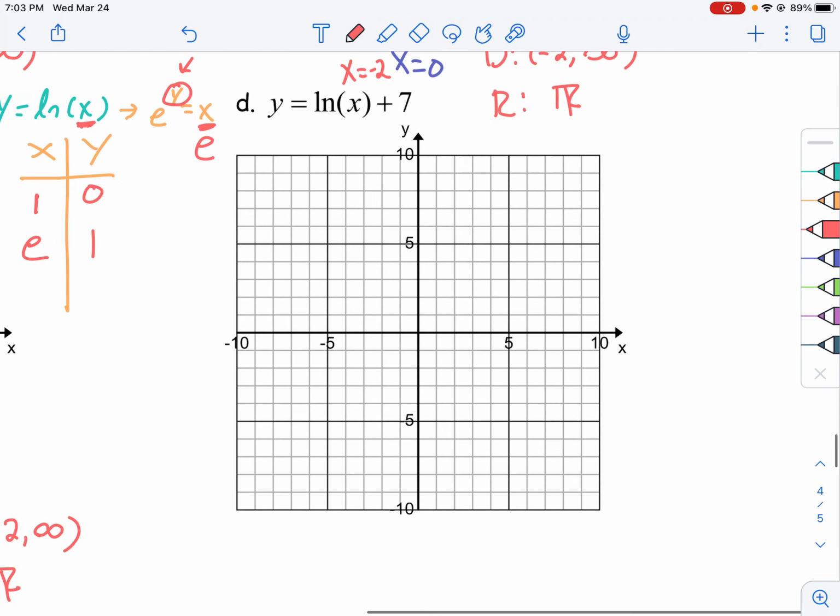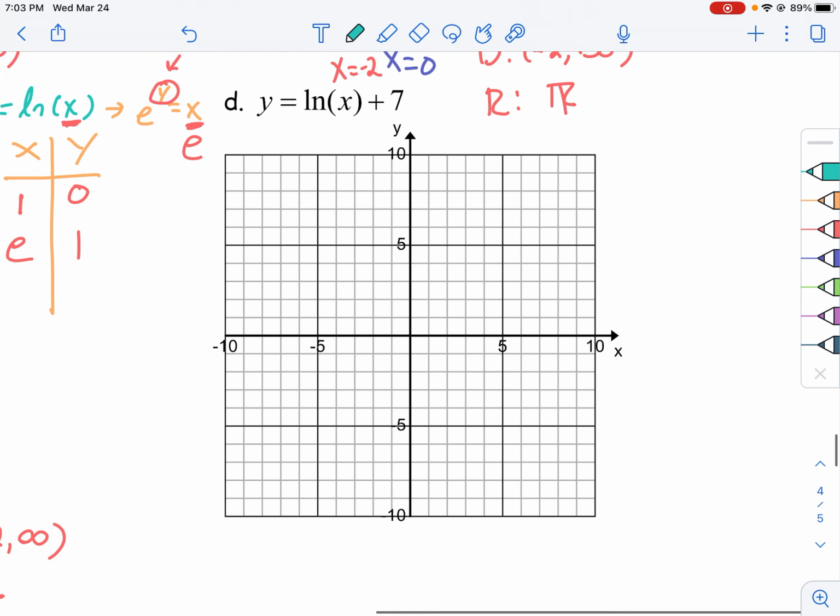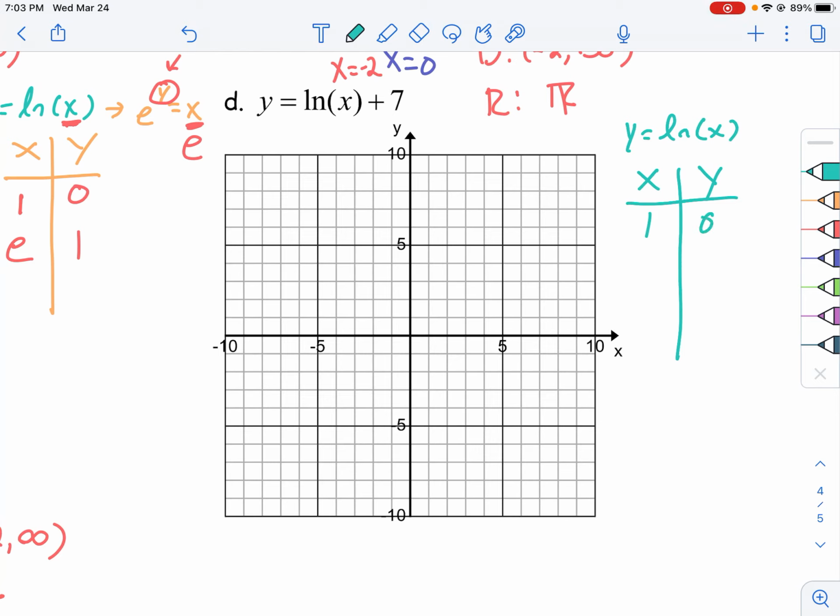So then let's take a look at the next one, right? This is the natural log of x plus 7. So this is y equals the natural log of x. How do we graph that? XY table. First point, always by default, 1, 0. Okay. Next point, you plug in e, because when you plug e into x, the thing that you get out is just 1. So we're at 1, 0, and then we're at e, 1, which would be right here.